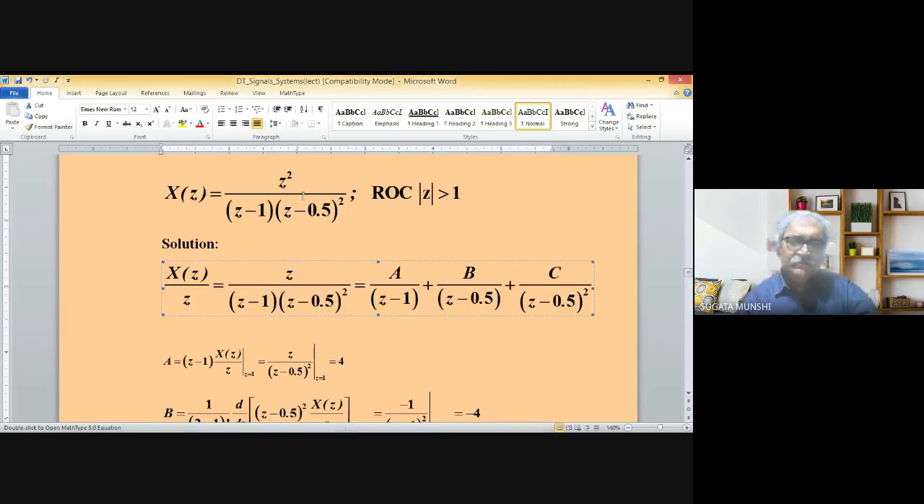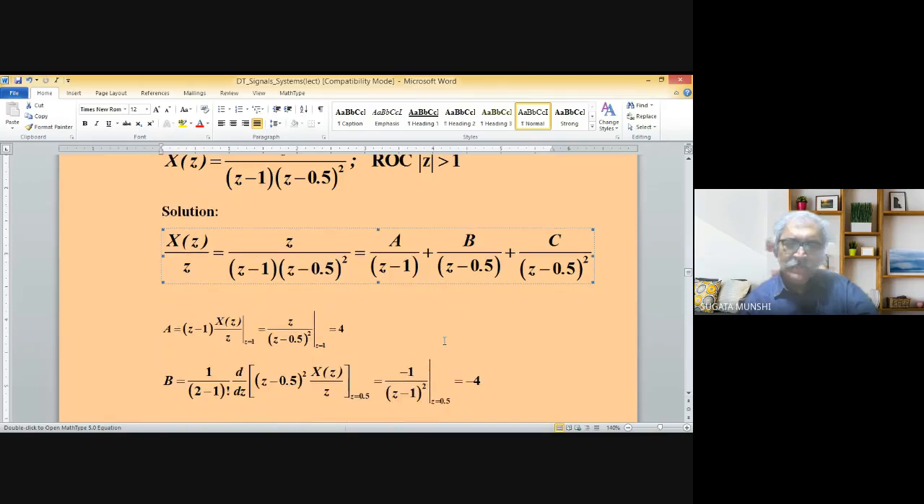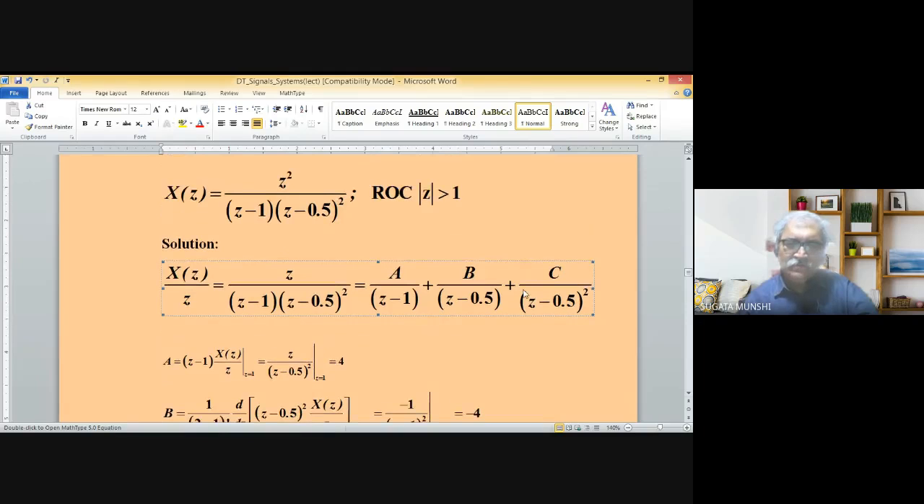See here the term (z minus 0.5) whole square is there. As the first step, obtain X(z) by z. That is the expression. Because that (z minus 0.5) whole square term is there, the nature of the partial fraction expansion will be as indicated: A by (z minus 1) plus B by (z minus 0.5) plus C by (z minus 0.5) whole squared. So A comes out as 4.